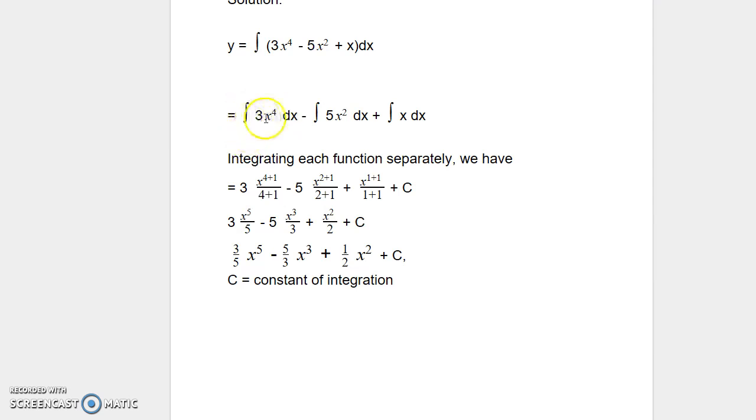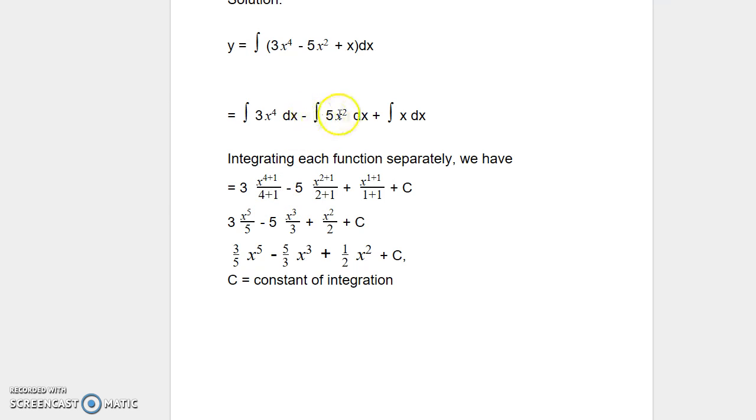For the first part, 3x to the power of 4, we can use the power rule. For the second part, 5x to the power of 2 as well, we can use the power rule. And for integral x dx, we can use the power rule as well. Since 3 is a constant, we're going to take the 3 outside of the integration process. Then when we use the power rule, x to the power of 4 becomes x to the power of 4 plus 1, the whole thing divided by 4 plus 1, minus 5.